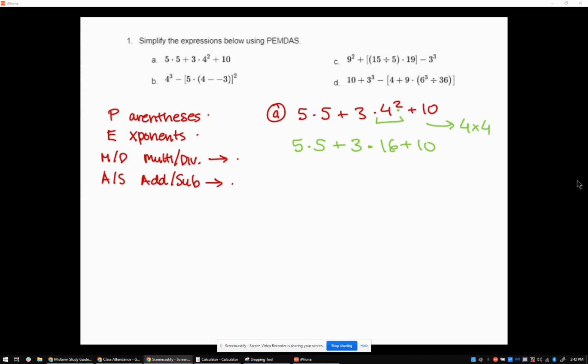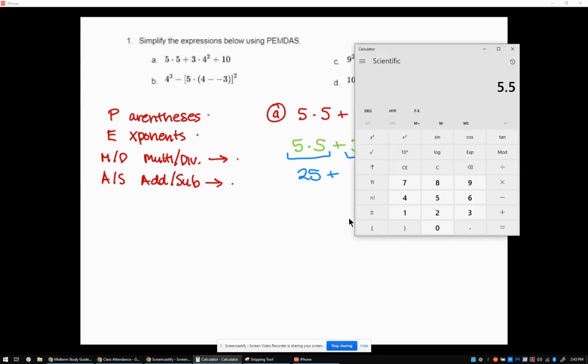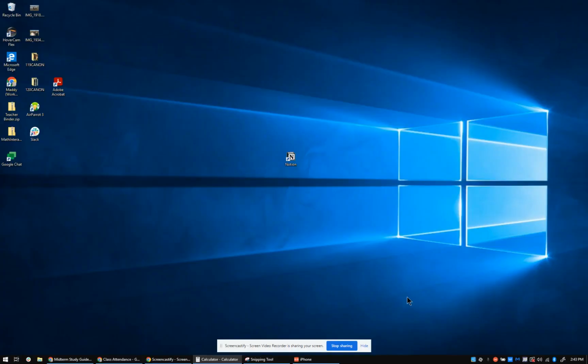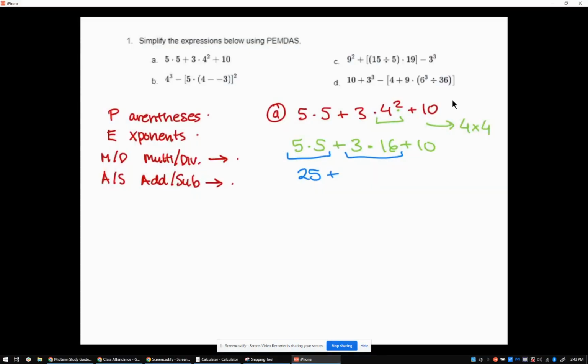Okay, now that takes care of exponents, so I can move on to any multiplying or dividing. I have two instances of multiplying. So 5 times 5, which is 25, and 3 times 16, which is 48. So 25 plus 48 plus 10. Again, you'll notice that I did that left to right. I saw the 5 times 5 first, then the 3 times 16.